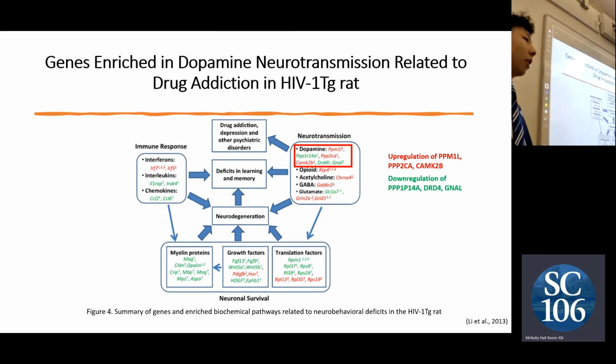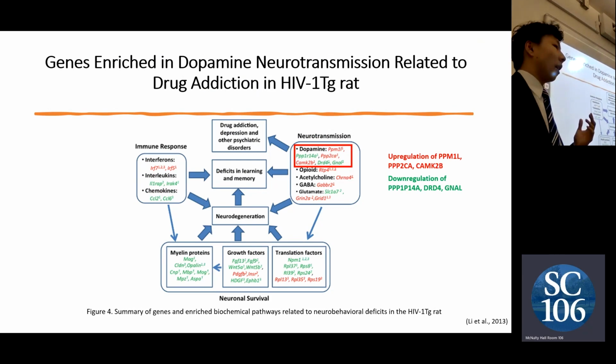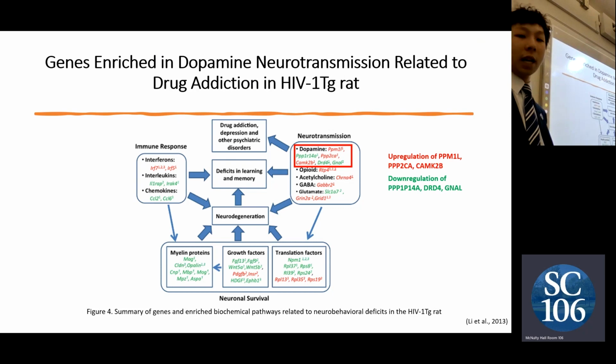This is a graphical summary of the genes enriched in the neural behavior deficits found in HIV. Specifically in the study, I'll be focusing on drug addiction and the dopamine neurotransmission factors, specifically upregulation of PPM1L, PP2CA, CAMK2B, as well as the downregulation of PP1, PDE4A, DRD4, and GNAL.